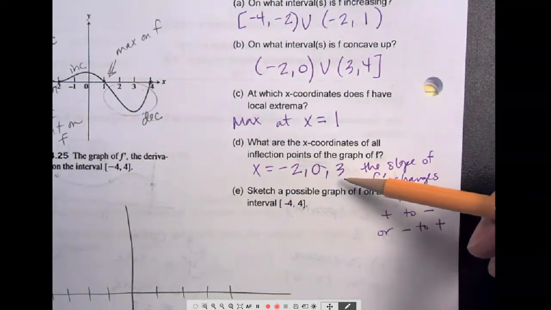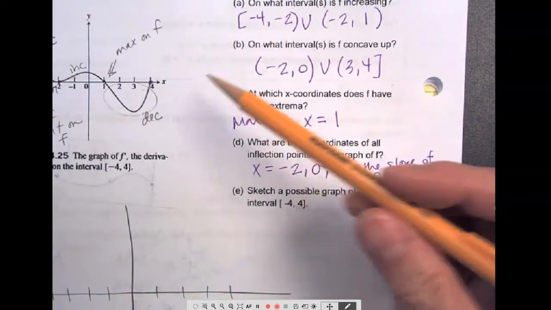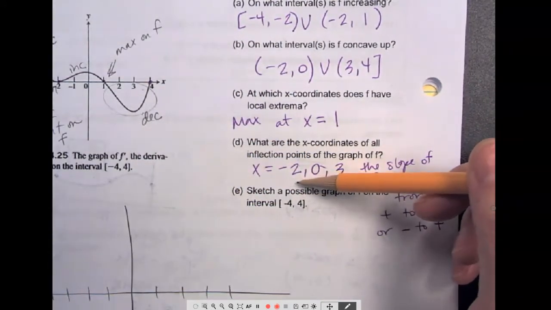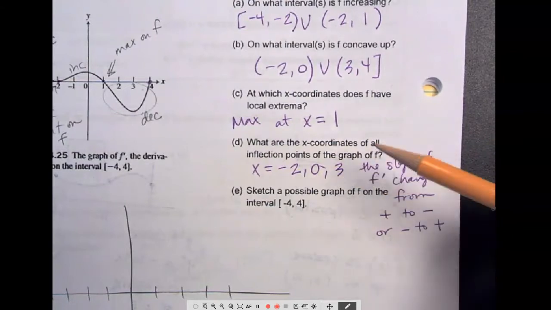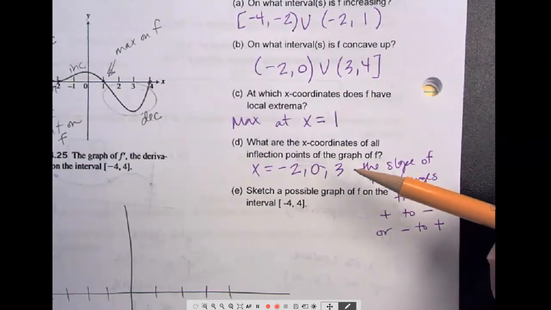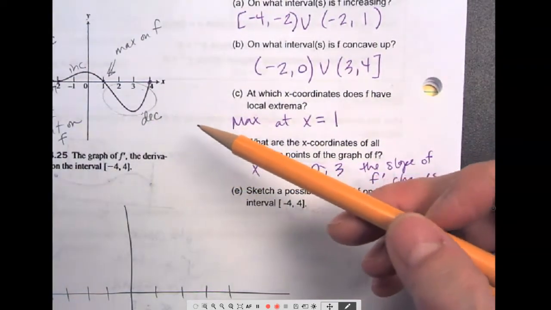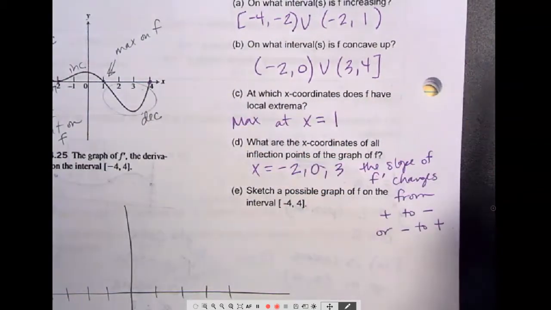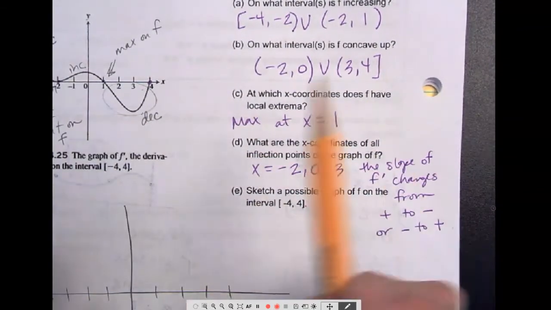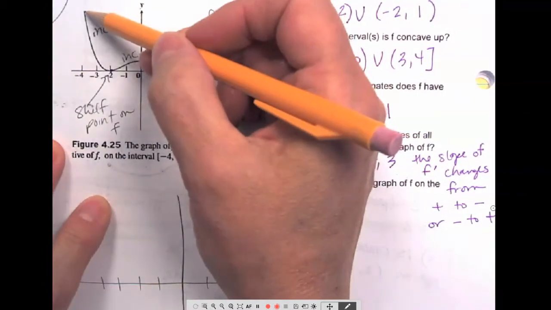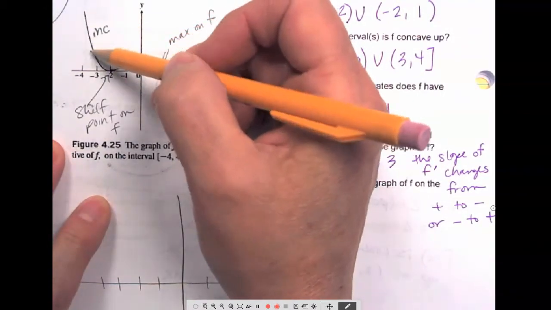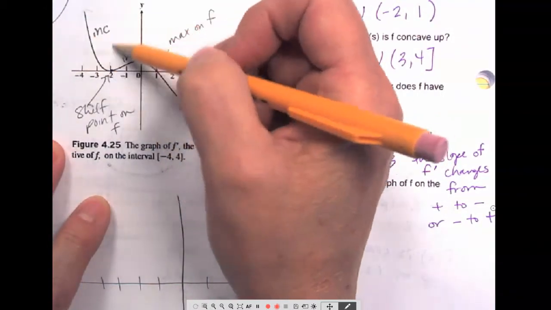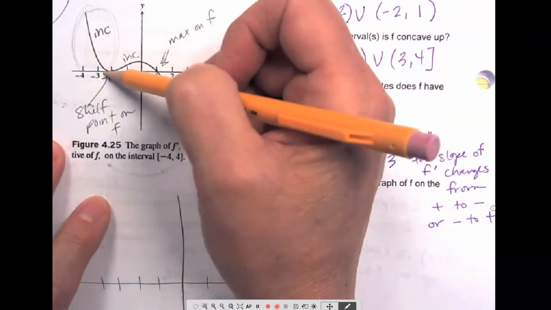There's no y coordinate. Yeah, I don't have an equation. All I have is this graph. So I can't possibly find the y's that go with these without the original equation. I can just tell you where they happen. I can't give you the ordered pair on the original graph. Okay, so from the beginning, we are increasing. And I know that because I have a positive first derivative.